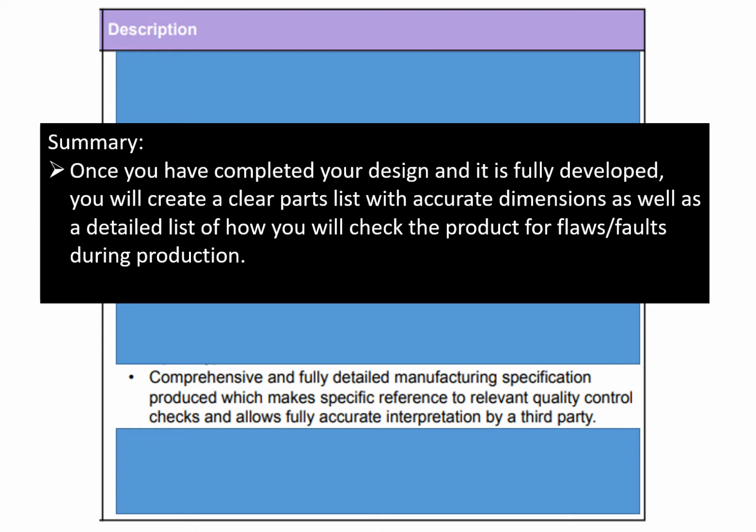And they can't do that if they don't know the size of the pieces. So that's your first port of call. You will create a lovely, clear document that says all the different parts and their sizes, and then the quality controls.